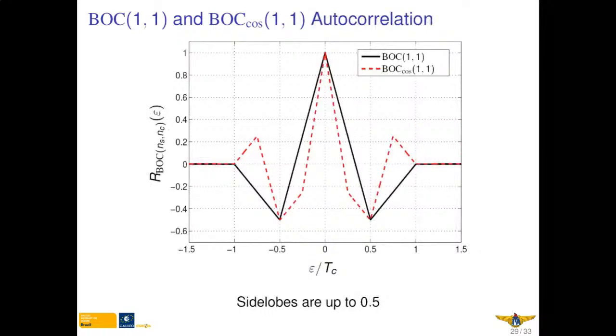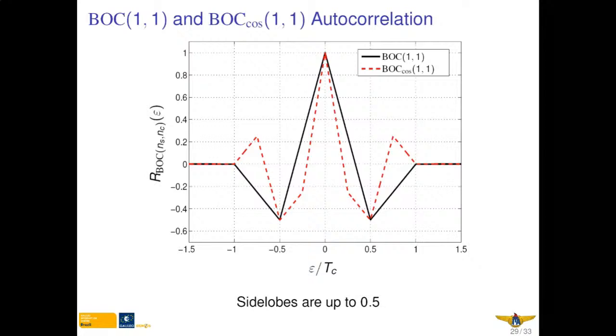Here's the autocorrelation function of the BOC(1,1) and BOC cosine (1,1) signals. We can see here that the BOC cosine signal, or chip pulse shape, has a sharper peak, which indicates that with this signal we have a better performance in estimating the time delay.